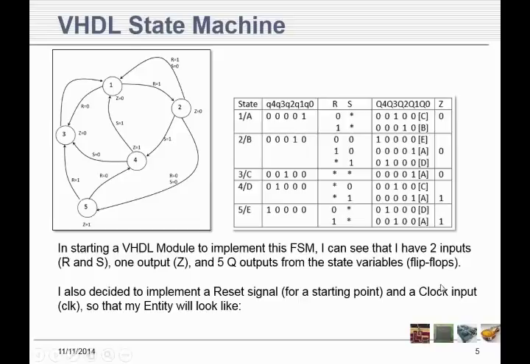Now, this one's been a topic of discussion. Do we need to name it clock, or do we need to name it CLK? You could name it something else.